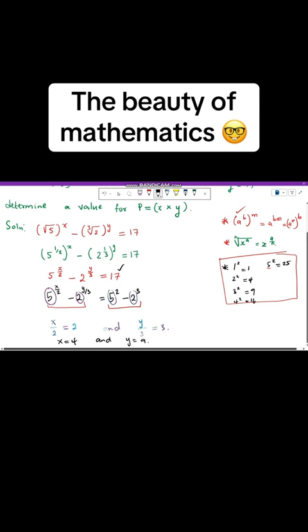Therefore, remember we are looking for that guy. Therefore, you can say P is equals to the product of x and y, that is 4 multiplied by 9, which is nothing but 36. So voila, that's how you work out that guy there.